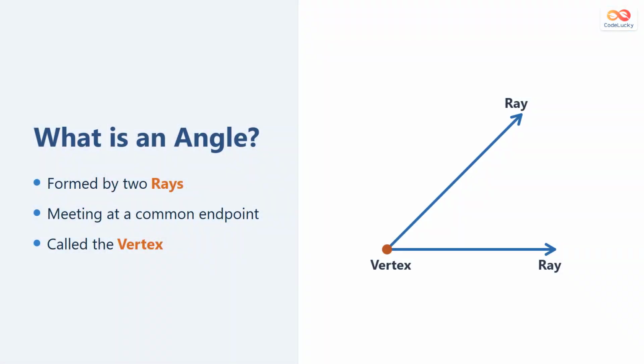First, let's quickly review the parts of an angle. An angle is formed by two rays that meet at a shared endpoint. This specific endpoint is called the vertex. Knowing where the vertex is located is the most important part of naming an angle correctly.